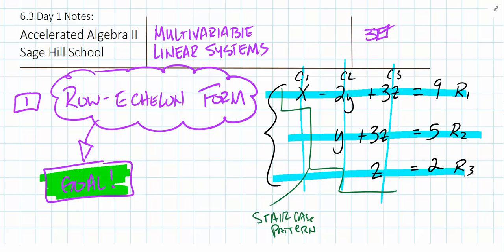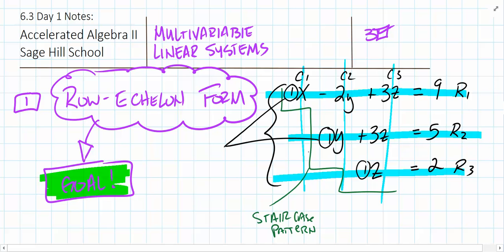The other thing that you want to notice is, what are the leading coefficients in all of my variables? What are they? 1. There's a 1 there, and a 1 there. So what we want to do is get a 1 in the leading coefficients. This is our goal. A 1 is our leading coefficient.